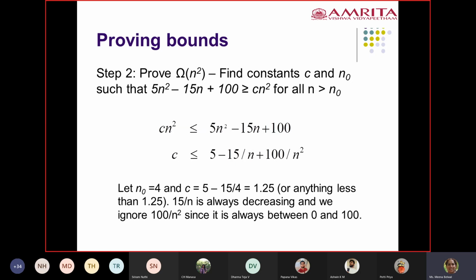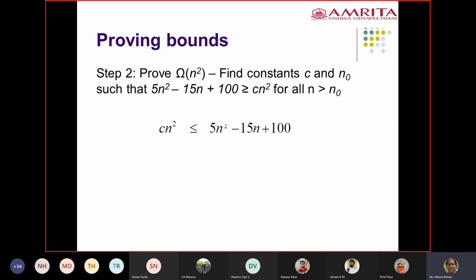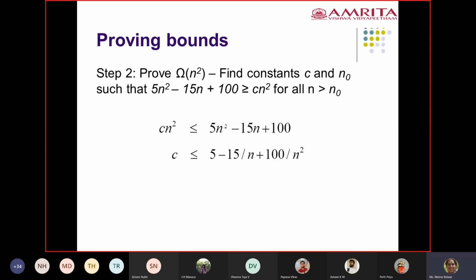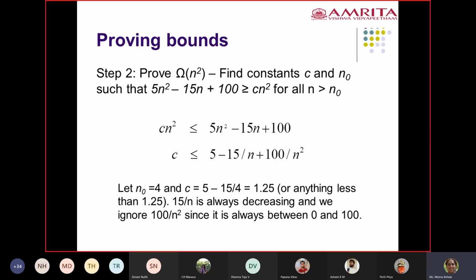You get c equal to 1.25 or anything less than 1.25, because 15 by n is always decreasing and you are going to ignore 100 by n square, because it is always going to be between 0 and 100. Now your condition is different from the previous case. In the previous case you were trying to find c, which has to be greater than or equal to this, so you were trying to find the maximum value. Now we are trying to find the minimum value of c for omega n square.